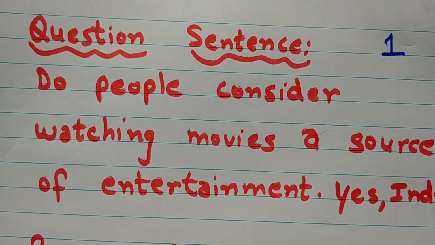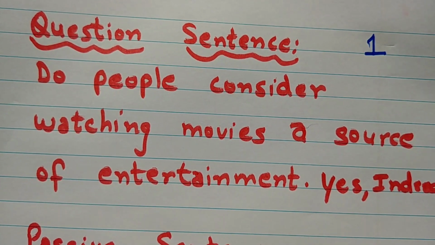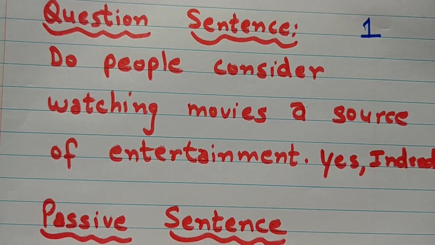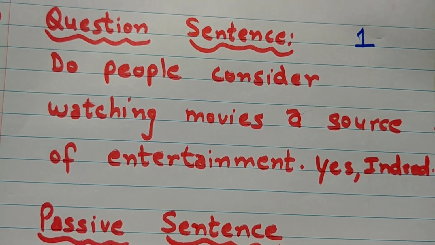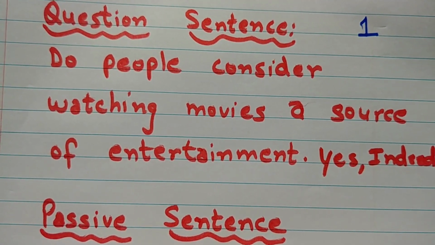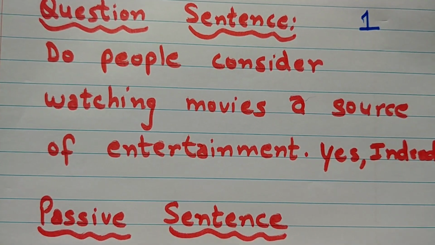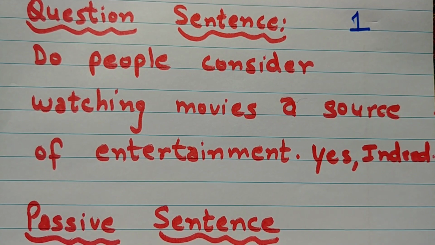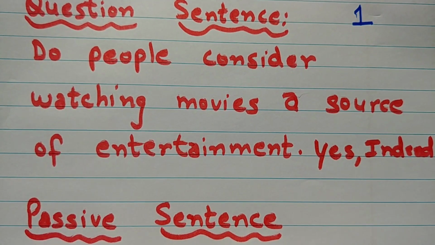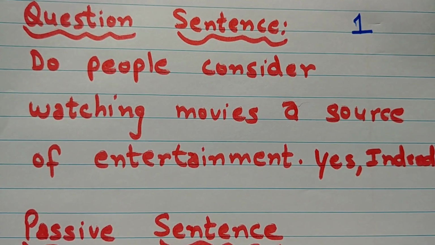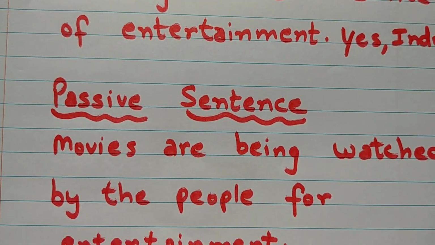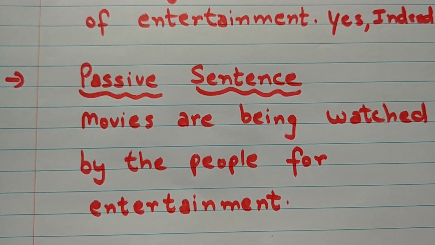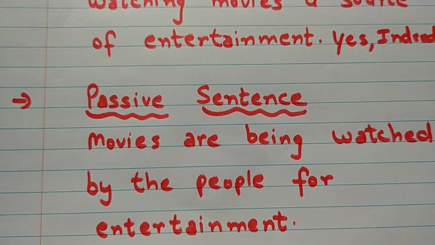So next is the question sentence. I must suggest that you should make a question statement in your writing, at least one question statement in your writing task answer. So with the use of the same example, I am going to show you. Here is the question statement: Do people consider watching movies a source of entertainment? Yes, indeed, they consider. So one sentence in the form of a question statement must be there in your writing task answer.